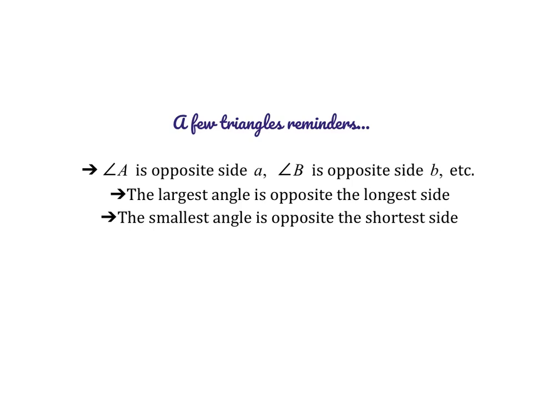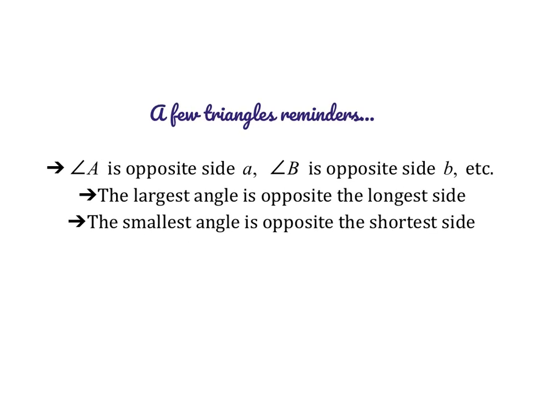I also want you to remember the relationships between the angles and the sides. So the largest angle is always going to be opposite the longest side, and the smallest angle is always opposite the shortest side, and that works in either direction. So we are going to be using this statement later on to help us figure out a couple problems.